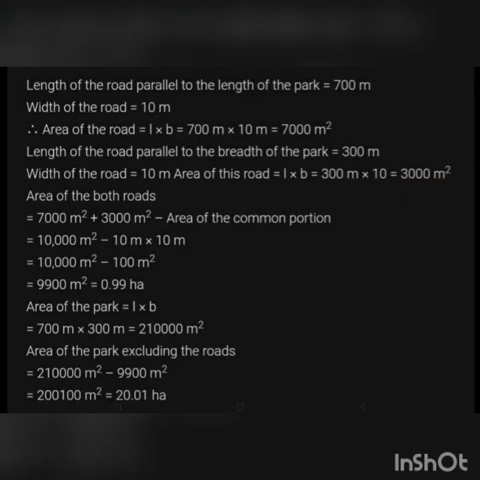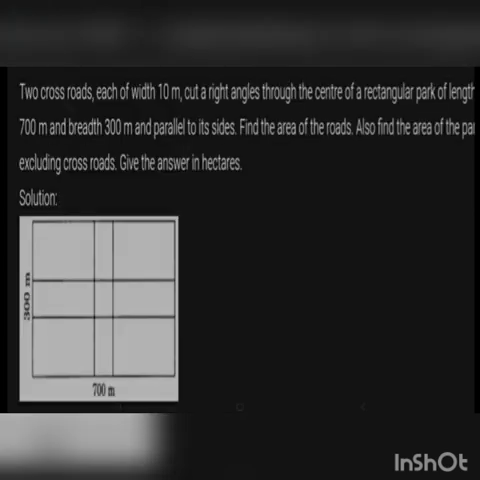You know how you got it. By considering those roads as rectangles, you got the length and breadth and we found the area of the roads. Now area of both roads means what? 7000 plus 3000 minus area of the common portion. That means here this area and this area have a common portion here. This portion is common in both the roads.